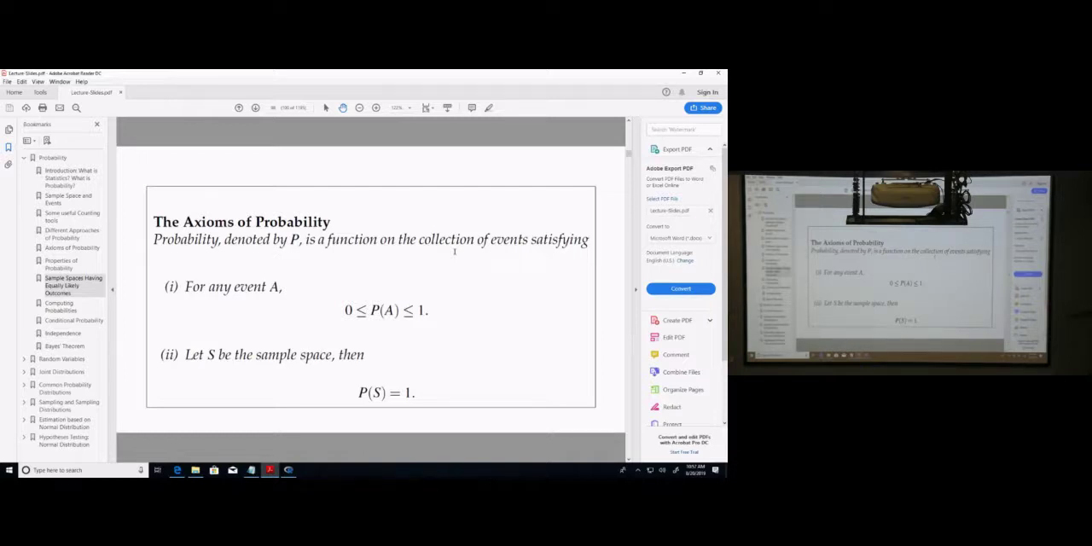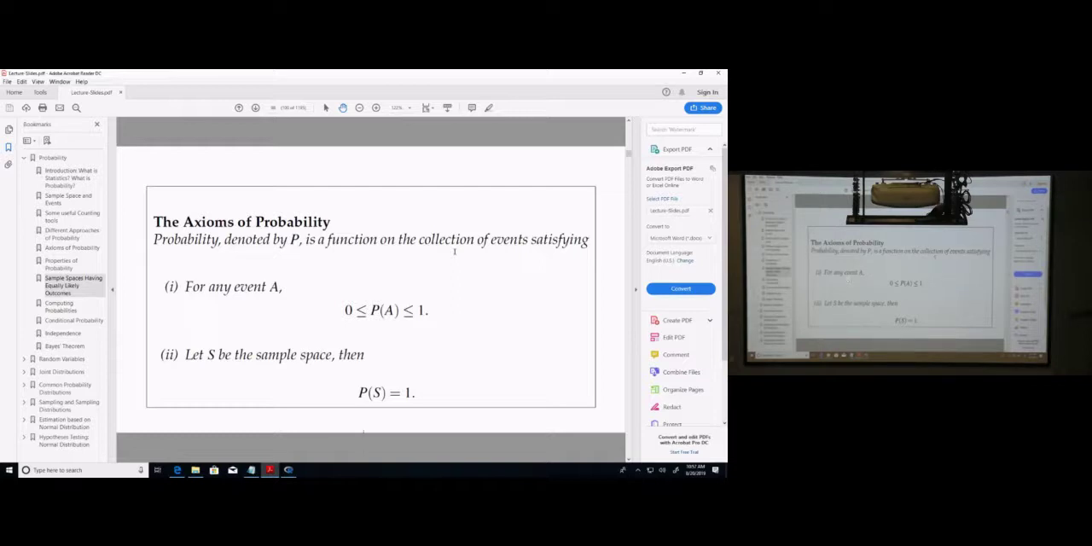The probability, denoted by P, is a function on the collection of events satisfying these rules. The more advanced probability course will think of probability as a set function. Set function means the domain of the function is a collection of sets, and you assign each element, which is a set, to a number. So this is a set function, and it satisfies the following rules.